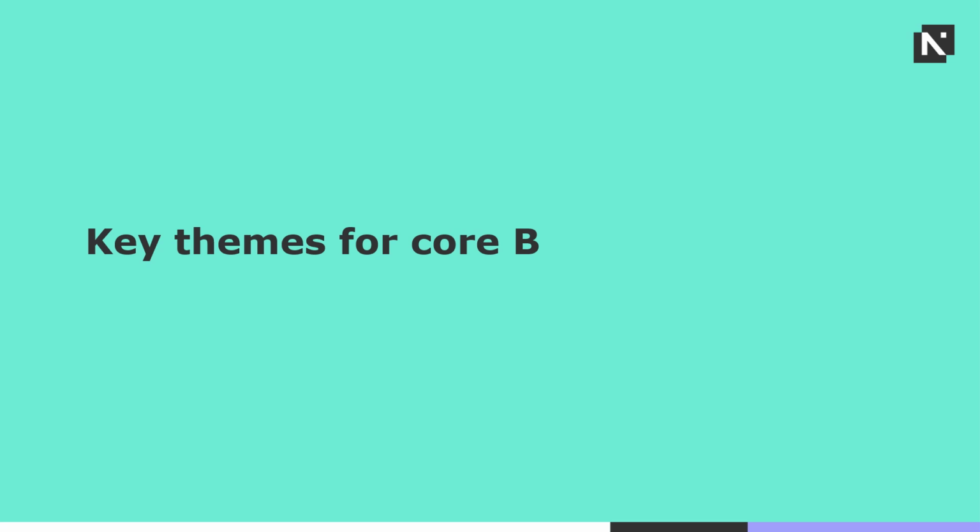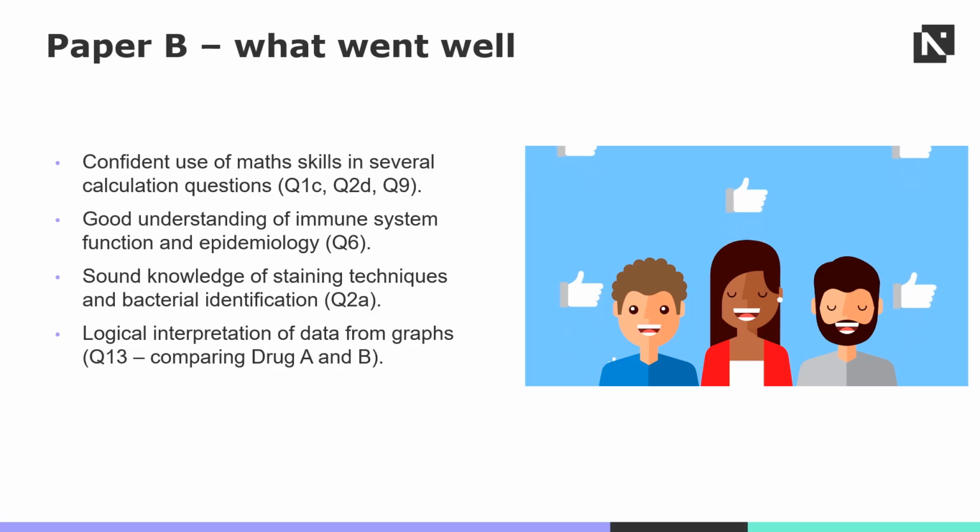Now for key themes for Core B. In Paper B, many students showcased promising skills in maths-related tasks. For example, questions 1C and 9 revealed a good grasp of using formulas, converting units, and interpreting results. Question 6, which dealt with immune responses and epidemiological reasoning, was handled well by students who could apply and structure their understanding.